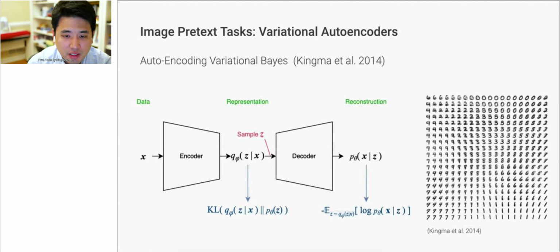First, VAEs by Kingma et al. is a Bayesian approach to autoencoding, where the decoder model generates data conditionally on a latent variable Z, and an encoder model is jointly trained to infer the latent variable given a data point. The latent representation learned in this way captures the data manifold, as you can see on the right, and has been used for transfer learning for images.